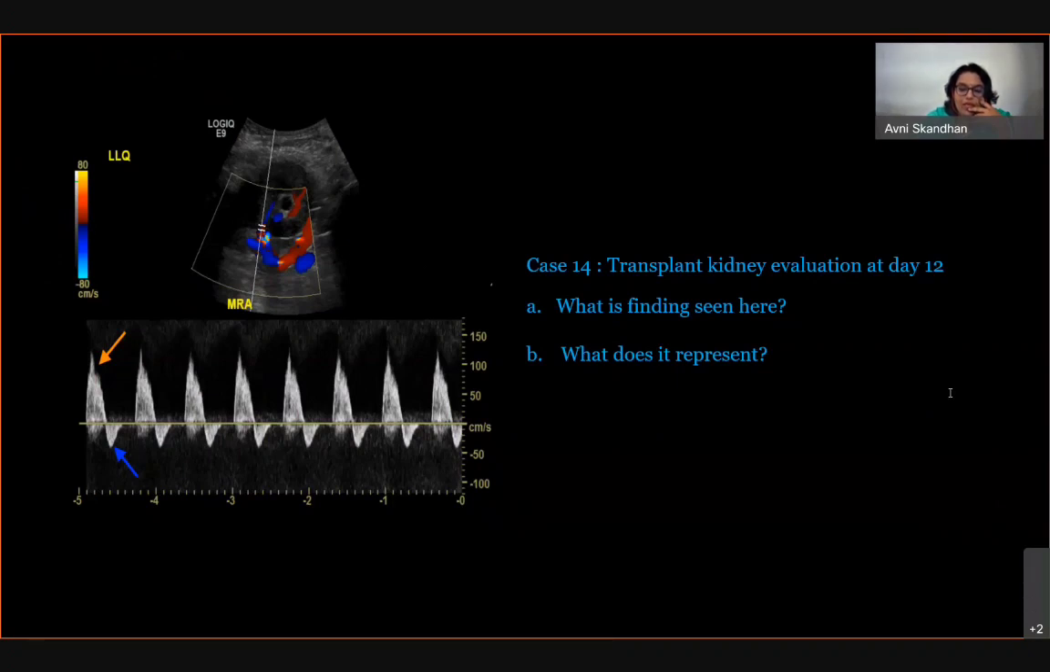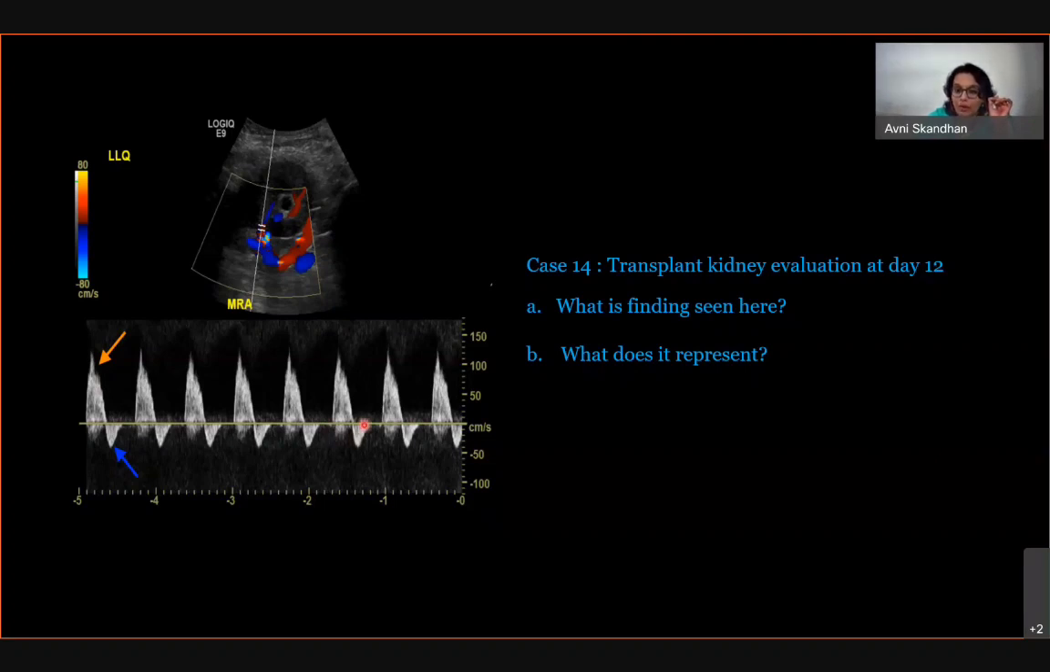Yes. Increased RI is okay. So somebody said biphasic flow, high RI, but the most important thing about biphasic flow, what we mean is there's a reversal of the diastolic flow. So that is a very, very important finding for a transplant kidney. There is a flow reversal, a reversal of the diastolic flow.